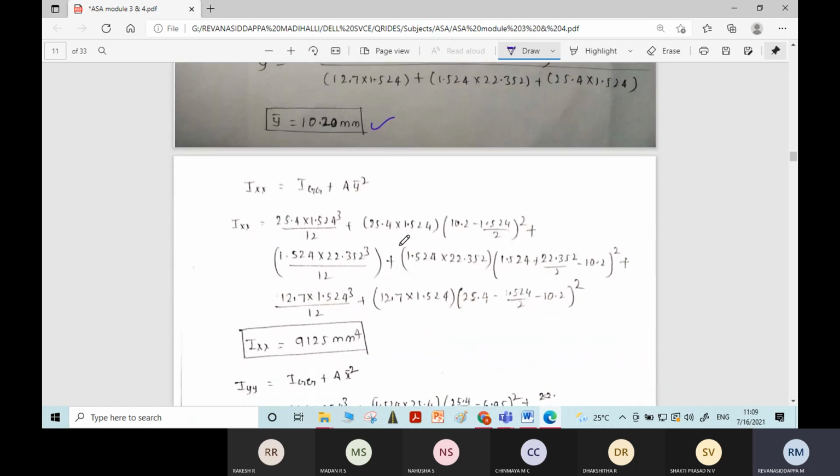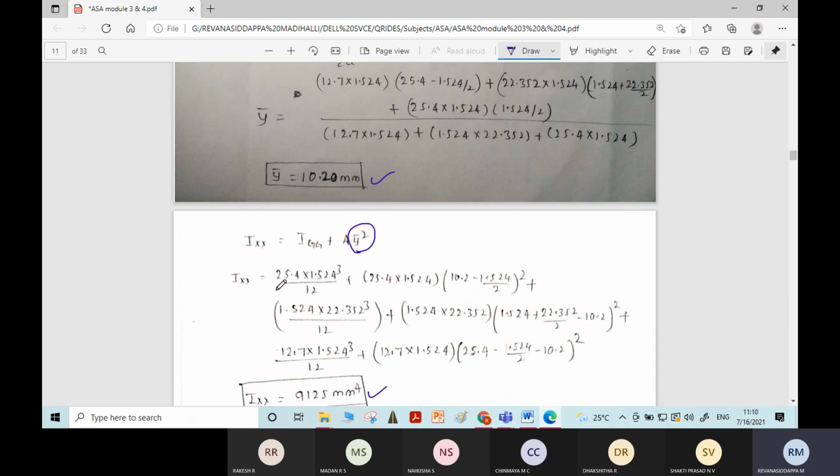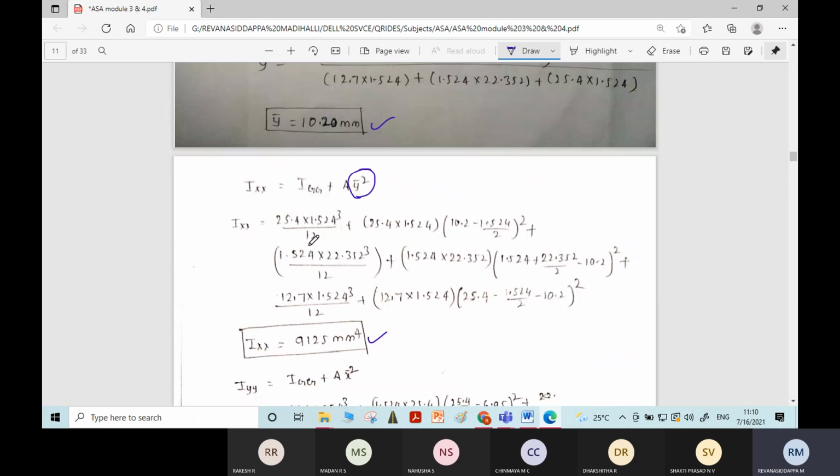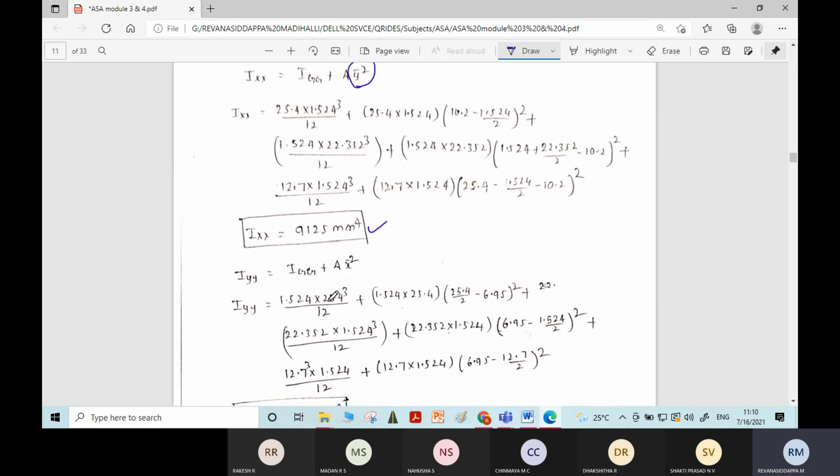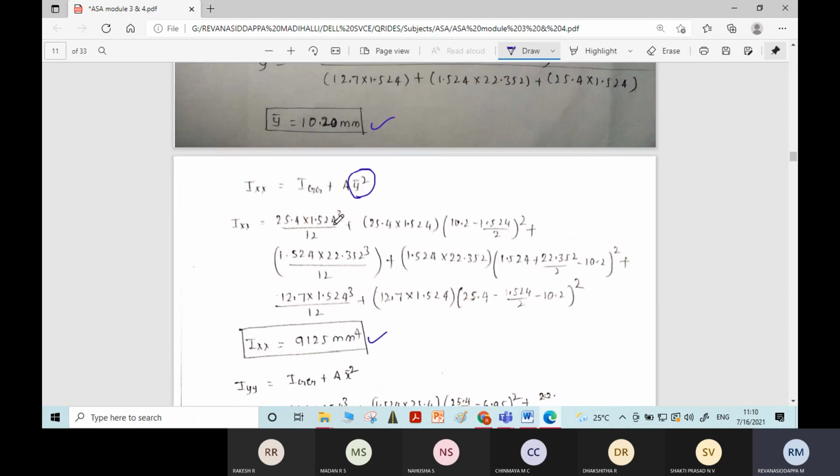After that you need to find the moment of inertia. Okay, be careful while calculating the moment of inertia. You may get some confusion in finding these y bar values. Now, moment of inertia Ixx and Iyy you need to find. I will explain about Ixx. Iyy you can find in the same way.